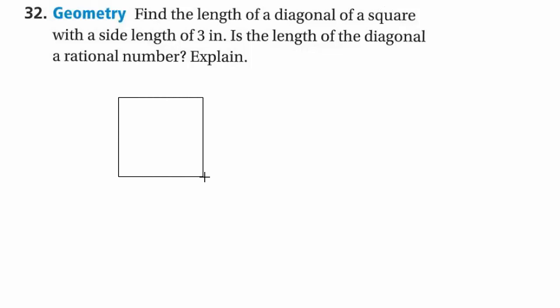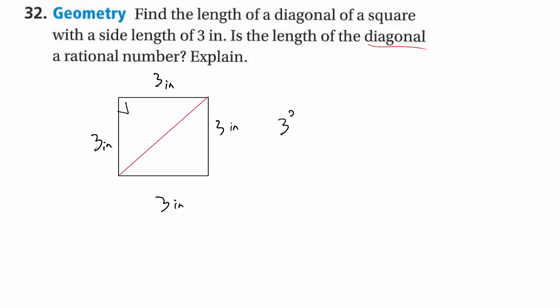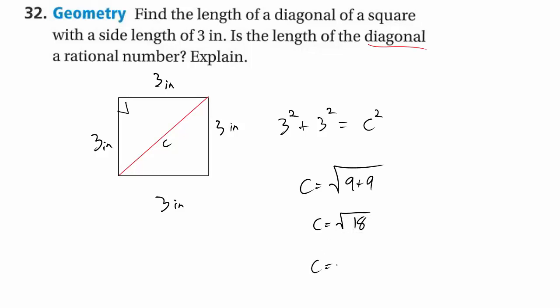All they ask is, is the diagonal a rational number? Well, rational means that you're not going to have any square roots in it, or at least not any square roots that can't be reduced to an integer. So if we calculate this using Pythagorean theorem, what we end up getting is the square root of 9 plus 9, which is the square root of 18. That reduces to 3 square root of 2, and since the square root of 2 is not a perfect square and it can't be reduced any further, this is going to be irrational.